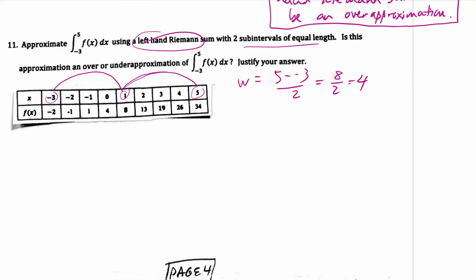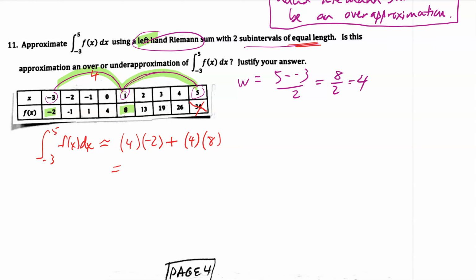Now what we're going to do is use the left hand Riemann sum. So we're going to go left for this guy and left for this guy. And this guy over here, the 34, will not be used at all. So the integral from -3 to 5, f of x dx, can be approximated by a base of 4 times a height of -2 plus another base of 4, remember they were equal subinterval lengths, times the height of 8. And that turns into -8 plus 32, which is 24.